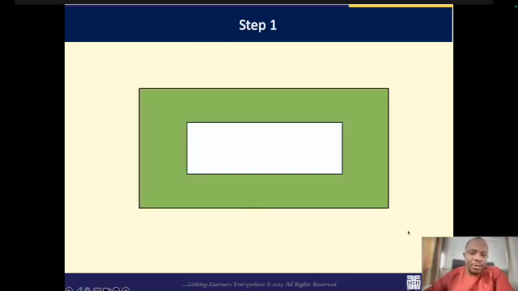So let us assume that the bigger rectangle is the block, right? And the smaller rectangle is the house. So there is the house block and then there is the house. So your application is supposed to calculate the area that is shaded in green, how much time is going to take to mow that portion, the portion of the rectangle that has been shaded green.